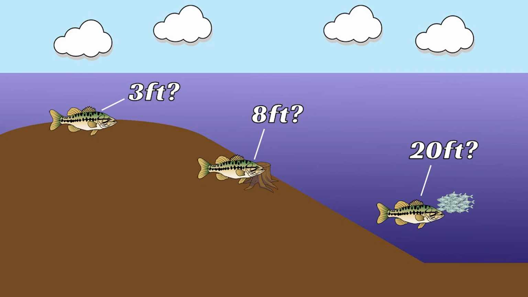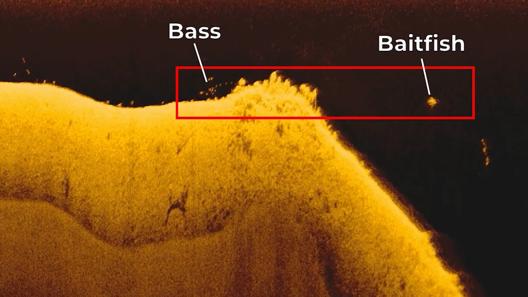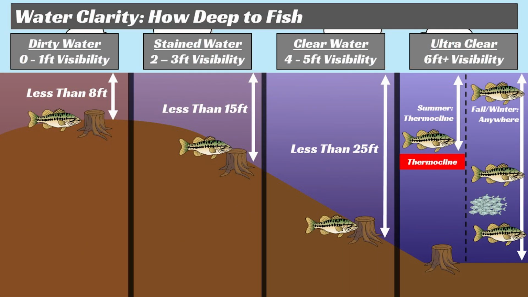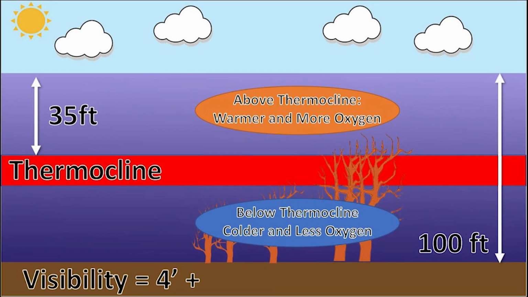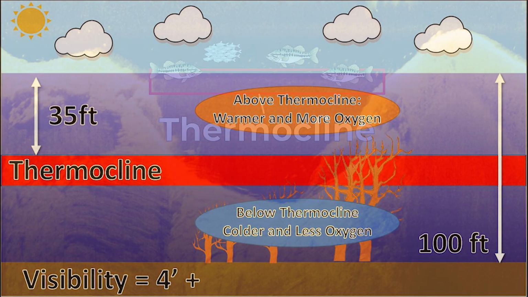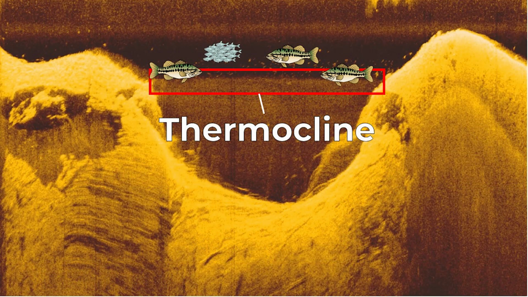By far, the most common mistake I see offshore anglers make is fishing in the wrong water depth, whether that's too shallow or too deep. In this video, I'm going to explain how to determine the correct depth of water you should be fishing in on your lake when fishing away from the shoreline. Let's get into it.